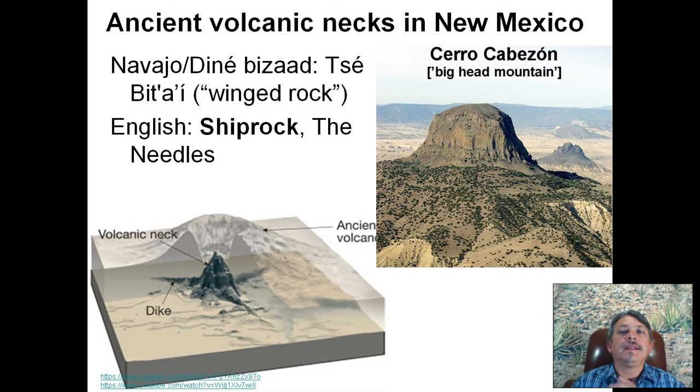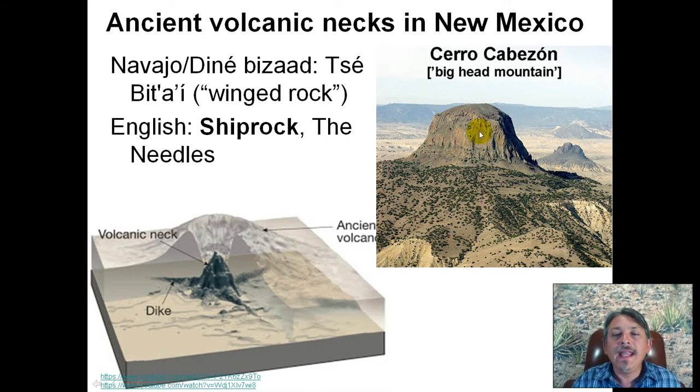So here's an example of volcanic necks, and there are two famous ones. One is more famous than the other, actually. This one is Shiprock, and in the imaginary volcano that once existed around it, this was the core of it, the neck of it. Everything else got washed away, and so has left nothing but the actual core of it that is famous in northwestern New Mexico. In Navajo, or the Diné language, it's Tse Bitai, or winged rock.